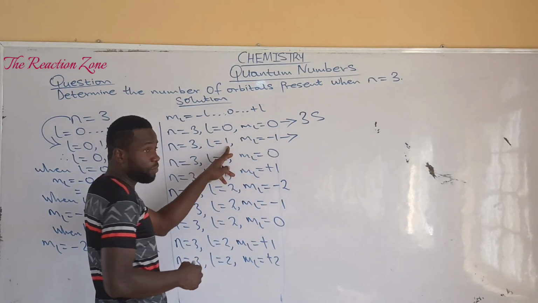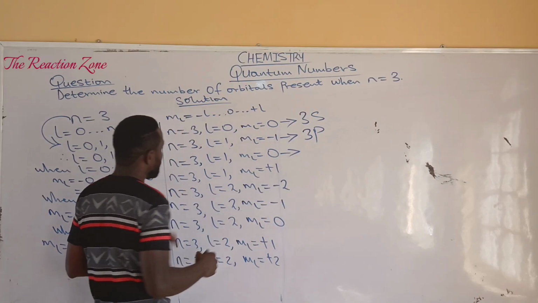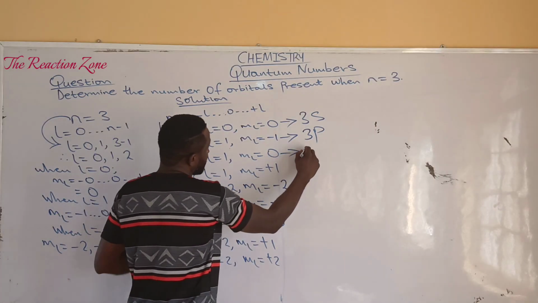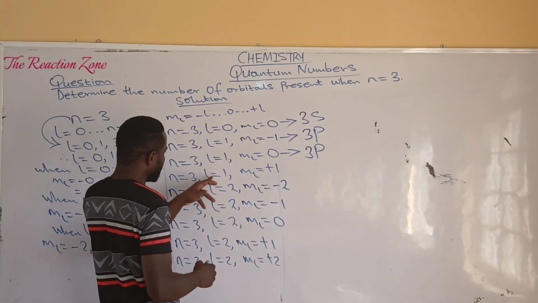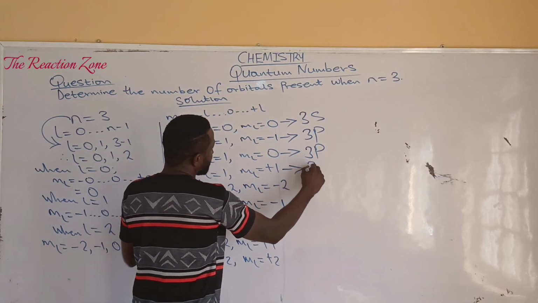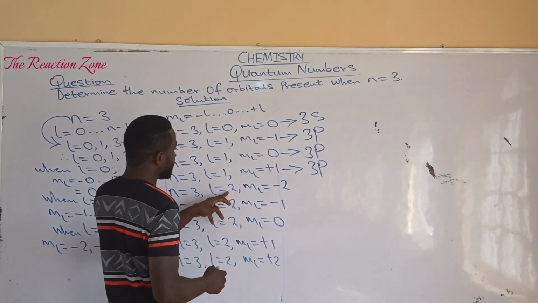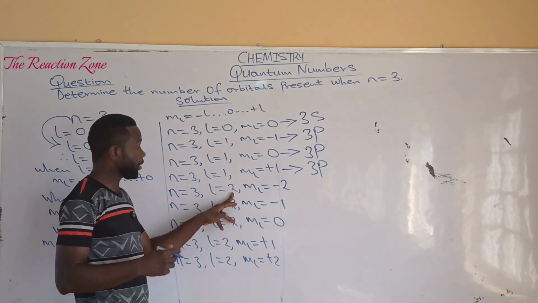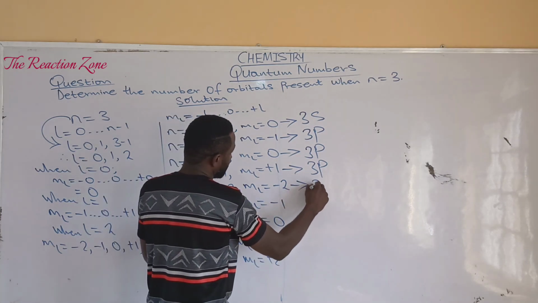When l is equal to 1, the orbital is a p orbital. So this is a 3p orbital. For the next one, l is still equal to 1, so this is a 3p orbital. Next one, l is still equal to 1, this is also a 3p orbital. Next one, l is equal to 2. When l is equal to 2, the orbital is a d orbital.